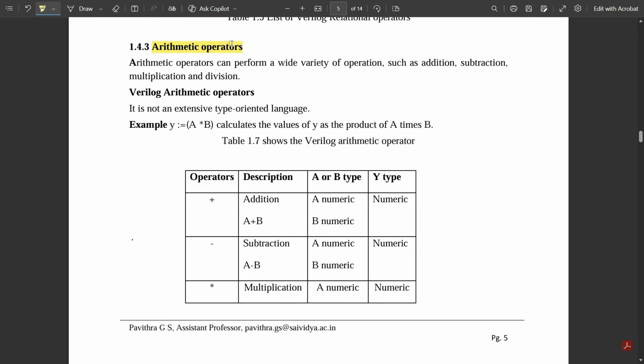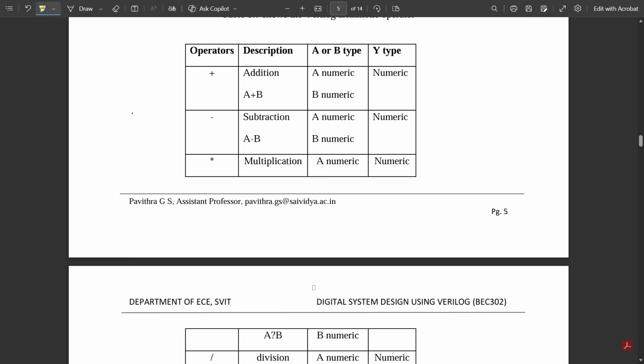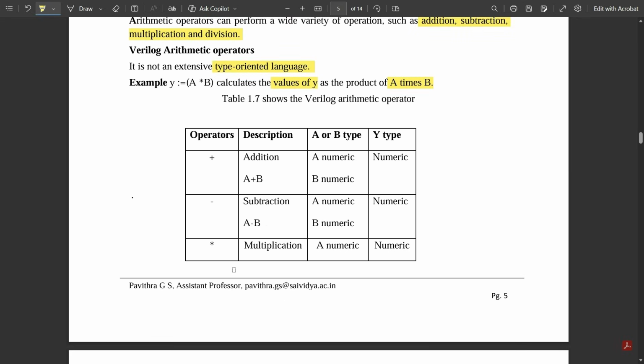Arithmetic operators. These arithmetic operators can perform a wide variety of operations such as addition, subtraction, multiplication, and division. So these are the sets of Verilog arithmetic operators used here. It is not an extensive type oriented language. For example, if y is given by a star b, it calculates the value of y as the product of a times b. This is the table given here which is used to represent different Verilog arithmetic operators.